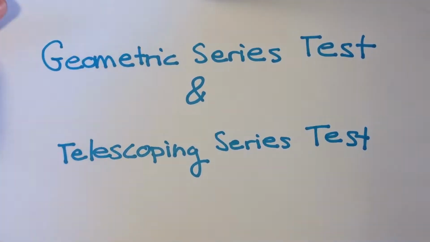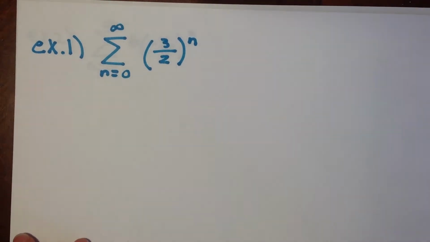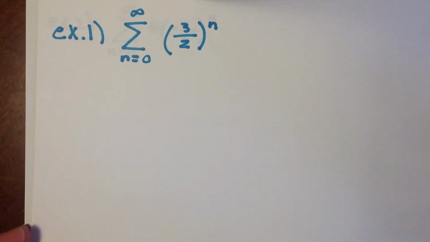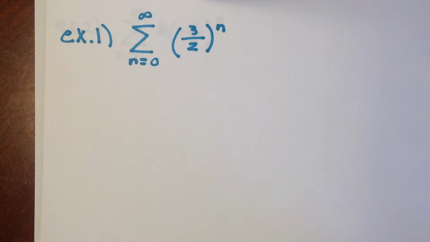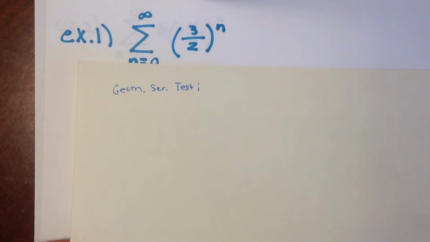So let's get started. We have the first example, which you actually could use the nth term test for divergence, which we learned in the last video. And you can say right now, just looking at it, that this series is going to diverge. However, I'm going to teach you another test that might actually be faster in some instances, and especially when the series start to get more complicated.